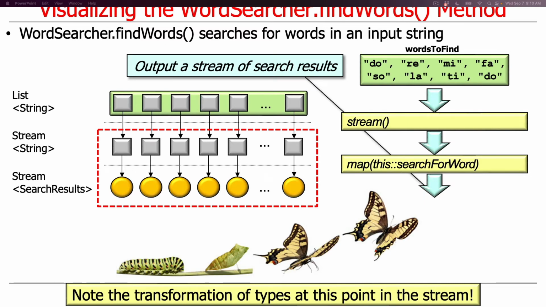Now, a couple things to note here. Map, as I mentioned before, applies the behavior, in this case, search for word, for every element in the input stream, and it'll produce an output for every element, so there's a one-to-one mapping, as we'll talk about in more detail later. And the second thing that map can potentially do, and in this case does, is transform the types. So here we're transforming from a stream of strings into a stream of search results.